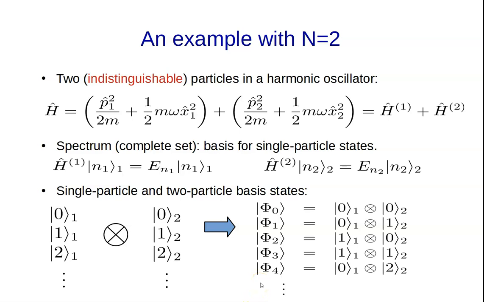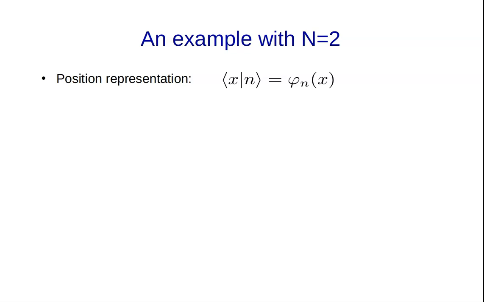Okay. Now let's see what we get out of this once we go into the coordinates and exchange of particles, if we get what we should. So let's go into position representation, and we know how to write the single particle states in position representation. This will give me the wave functions for the harmonic oscillator, which in real space are Hermite polynomials. And now the question is, what are the two particle basis wave functions in position representation?